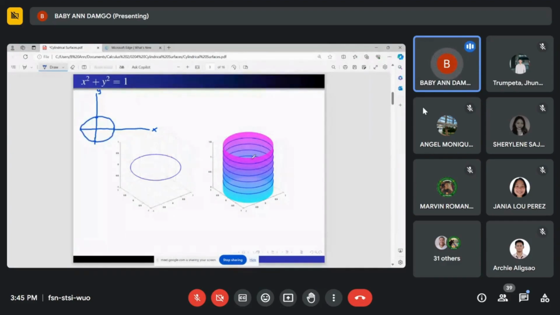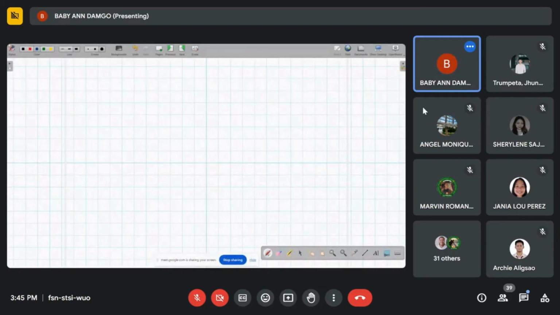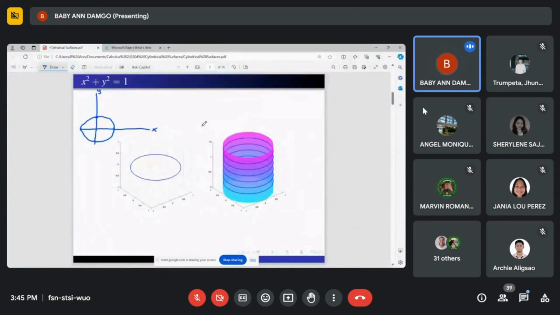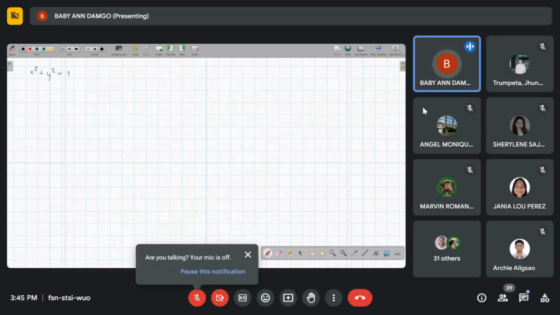Okay, so for the three-dimensional class, as you observe, wala siya Z. So meaning, we can create any Z. So we have x squared plus y squared is equal to 1. Okay, mag-create ko of XYZ plane.